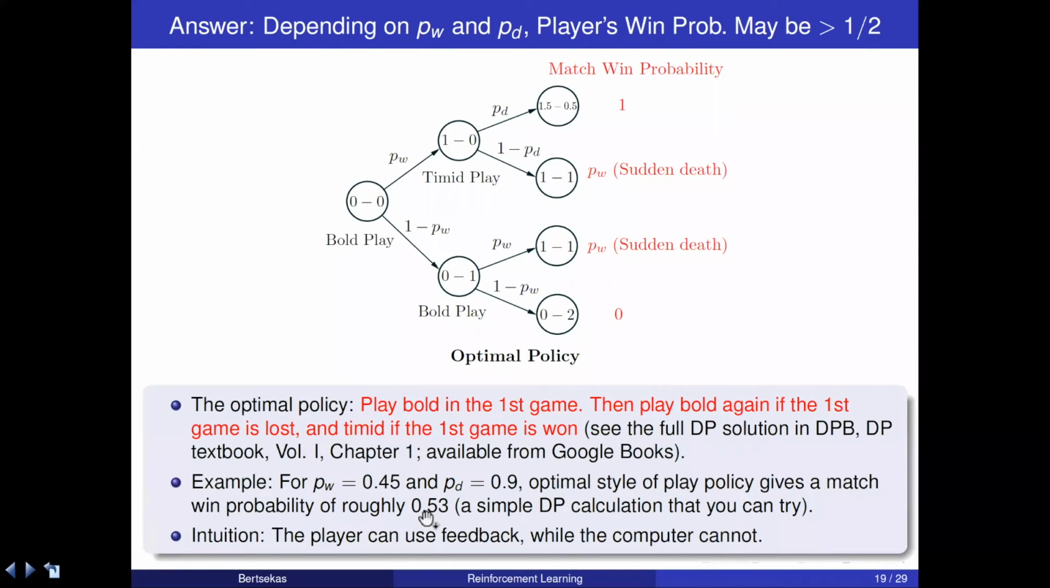Oh, I see. I thought that PW and PD were sampled from a uniform distribution. So we didn't necessarily choose them. Okay, my bad. No, the outcome of the game is sampled from a distribution of 0.45, 0.55. Mm-hmm. Yeah, got it. Sounds good. Okay.